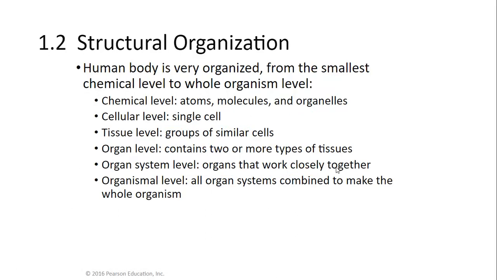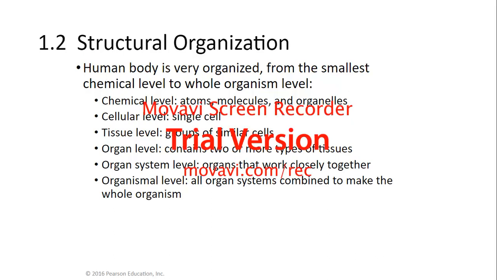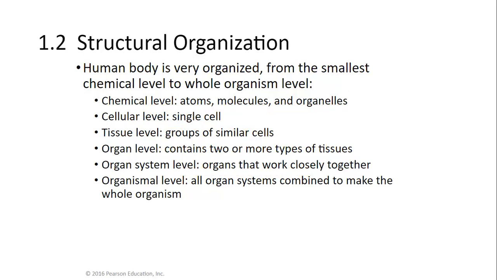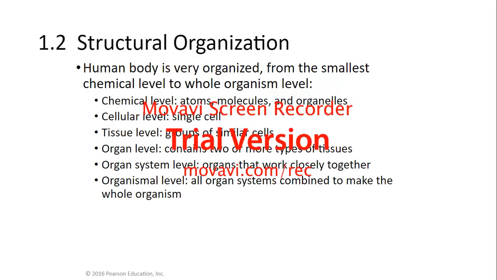Now we're going to talk about structural organization, how the human body is organized from the smallest chemical level to the whole organism. If you remember from chemistry class, you have atoms. Atoms come together and make elements. Elements come together and make molecules. Molecules make organelles. Organelles make up cells. Cells come together to make up tissues. Tissues make up organs. Organs make up organ systems. And then organ systems work together to make the entire organism.